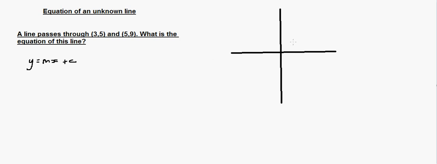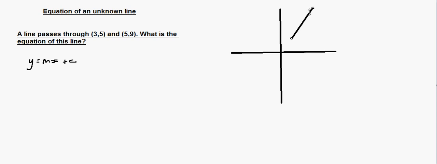So 3, 5 may be somewhere around there, and 5, 9 would be, say, somewhere around there. Okay, so if I came along 3 and went up 5, and then I came along 5 and went up 9, it's going to be higher. Okay, so I know that my line is going to be something like that.